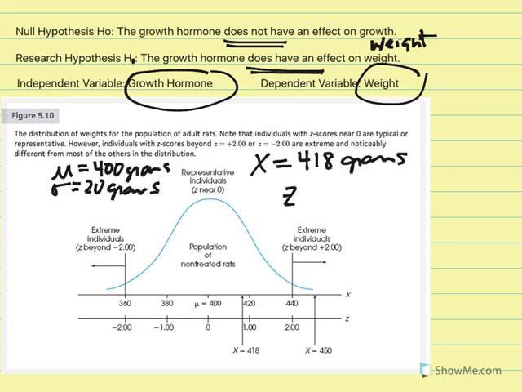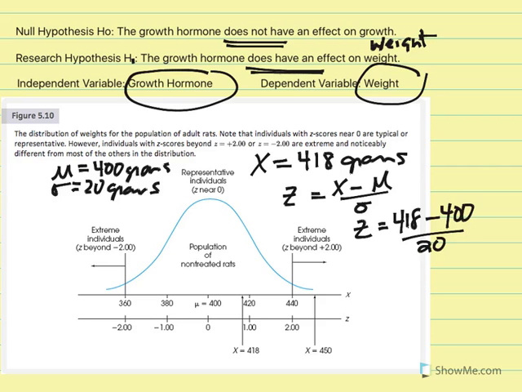So we would convert that to a Z-score. We take X minus mu and divide by our standard deviation, and our Z is equal to 418 grams minus the average of 400 grams, over 20 grams. So in our calculator, 418 minus 400 is equal to 18. Divide by 20. Our Z-score is equal to 0.9. So in other words, an X value of 418 is 0.9 standard deviation units above the mean. It's a little less than 1 standard deviation unit.